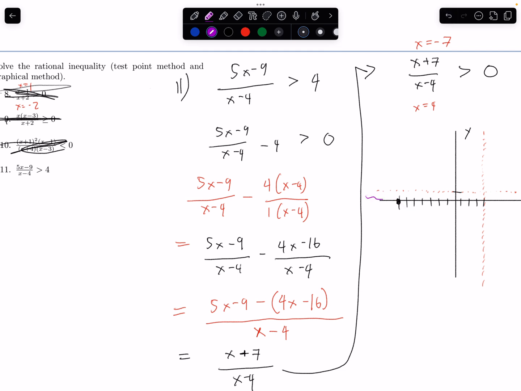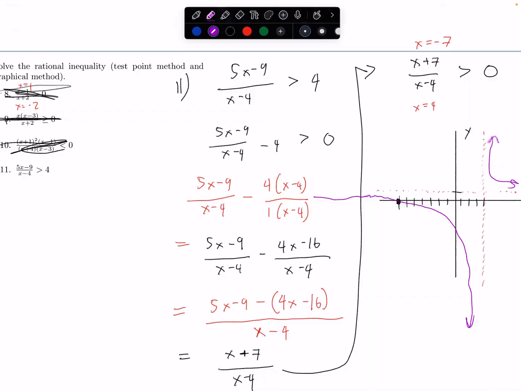It's going to cross there, right? And then it's going to approach that asymptote there. And then it's going to continue onwards in that direction. Not a little nicer than that, but you get the idea. And this part, it's going to be over here, above the horizontal asymptote.